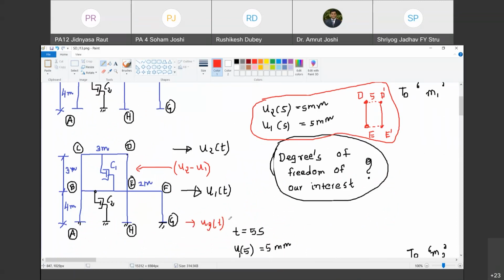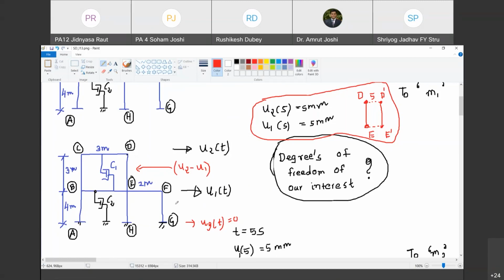However, in this particular case, Ug of t is always 0. That's what we are saying, and therefore, not in the event of seismicity. I am just considering a structure which is subjected to time-dependent load at the first and second floor. At that time, the ground is fixed. The ground is not going to move. For example, let us say this building is subjected to wind load. The ground is not going to move, but the building is going to. So in all such cases, Ug of t is always 0.